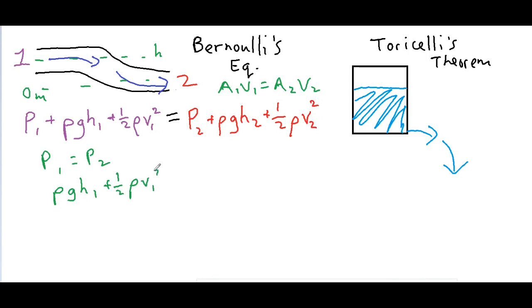1/2 rho V1 squared equals 1/2 rho V2 squared, because this whole value over here is going to drop out because our bottom height is our base height of 0, and then you basically have some velocity at each end of the pipe as well as a little bit of height from that first position there.